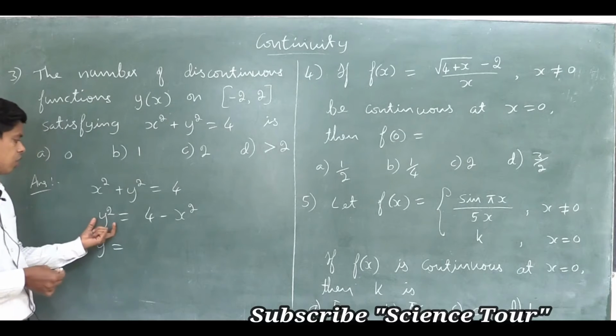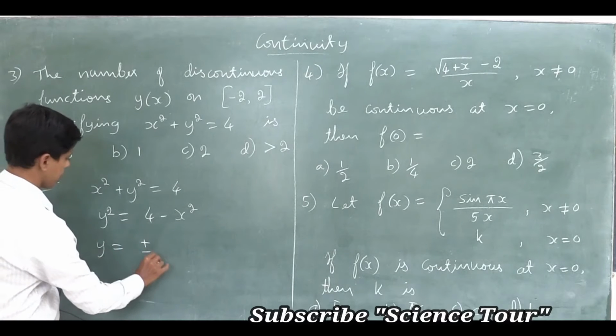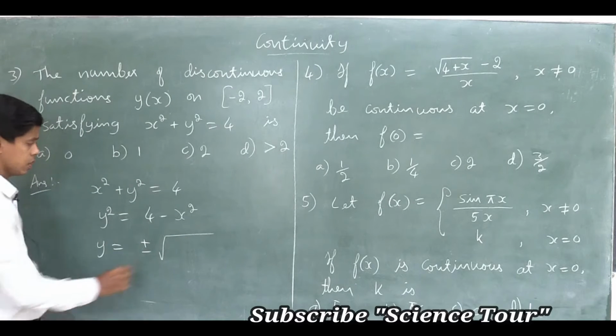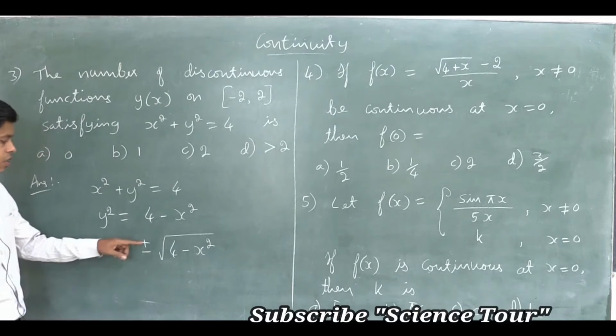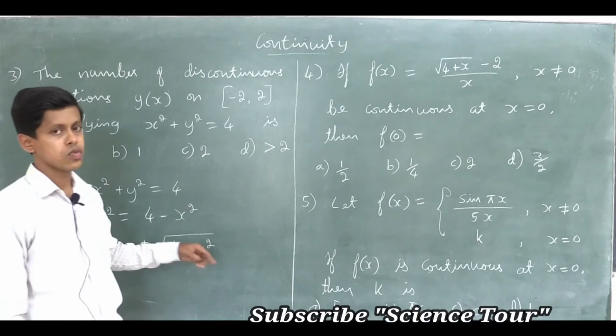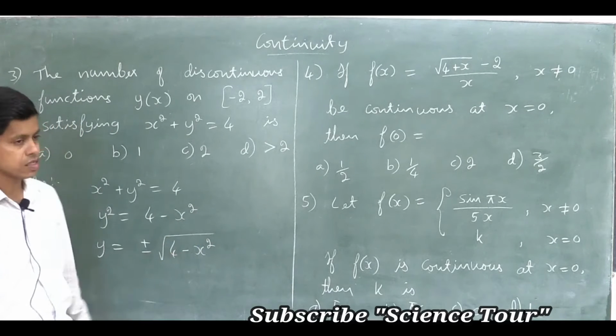So you have got y square here. How do you find y? You have to take plus or minus on the right hand side. So you get two functions here. One is root 4 minus x square, and the second is minus under root 4 minus x square.